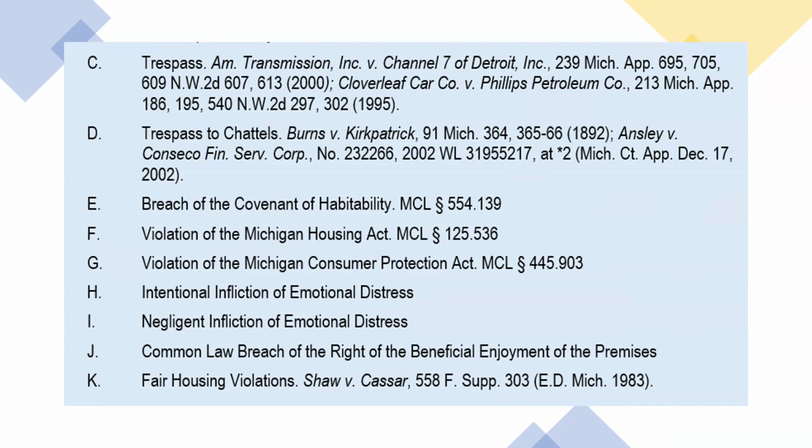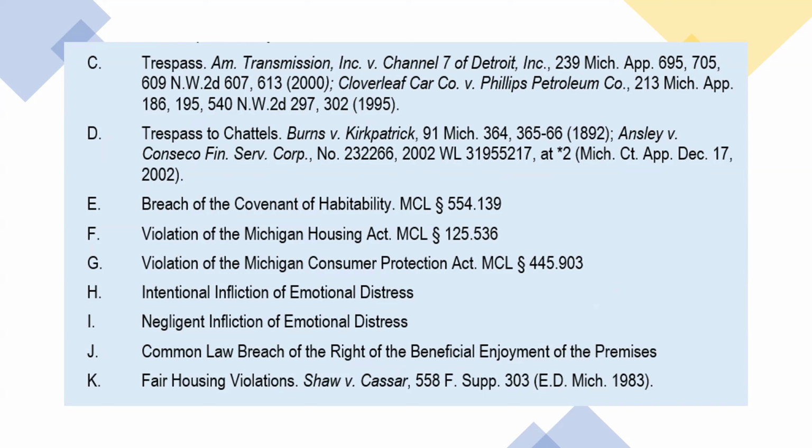There also can be a claim under the violation of the Michigan Consumer Protection Act, which also allows for a claim for damages, and that includes statutory damages, actual damages, as well as attorney fees. And the final claims are intentional infliction of emotional distress, negligent infliction of emotional distress. There's also common law breach of the right of beneficial enjoyment of the premises. I don't see that raised very often.